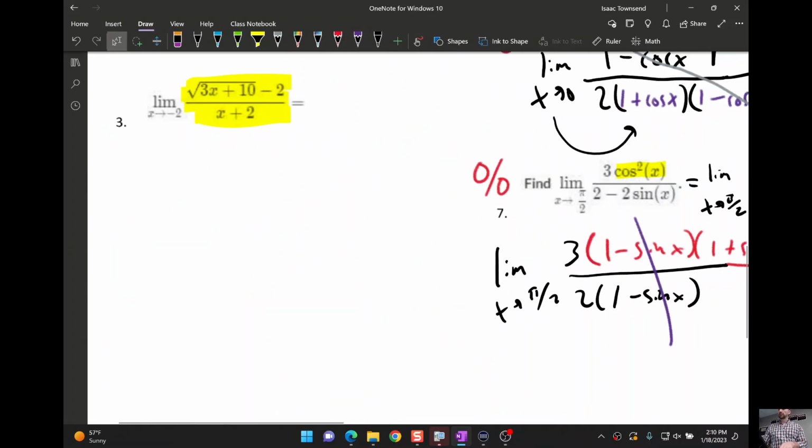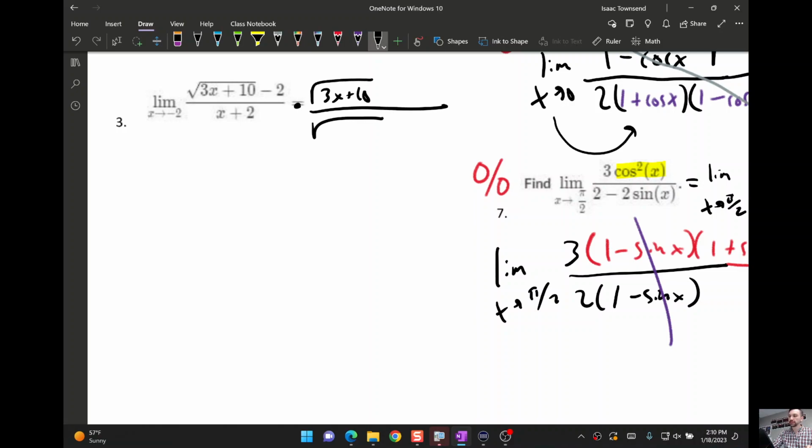Okay, so this one is definitely a conjugate one because it's got the square root piece in it. So you should have multiplied the top and bottom by square root of 3x plus 10 plus 2. Changing that middle sign is what makes it the conjugate.